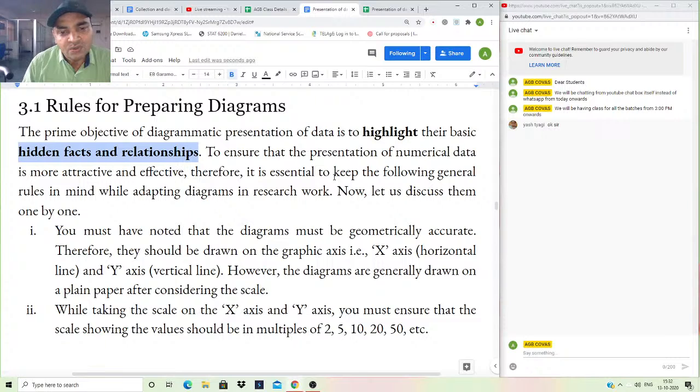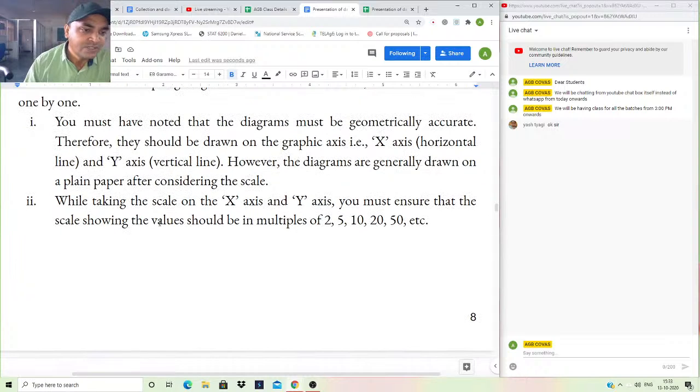Now, to ensure that the presentation of numerical data is more attractive and effective, it is essential to keep following general rules in mind while adapting a diagram in a research work. So we will be discussing them one by one. So what is the first rule?